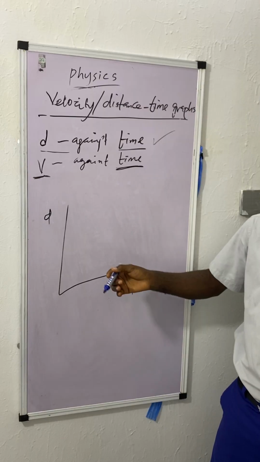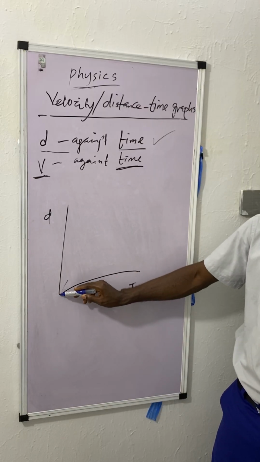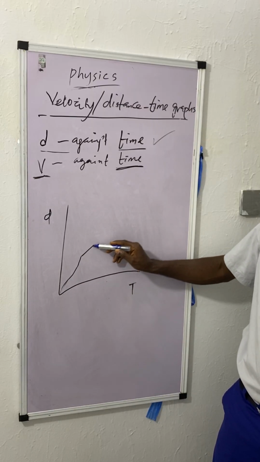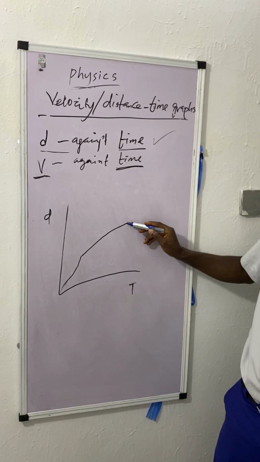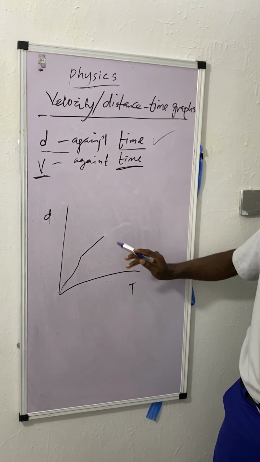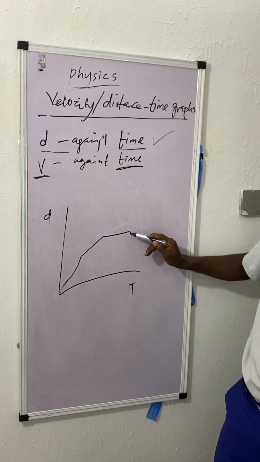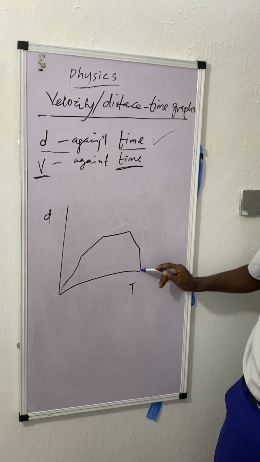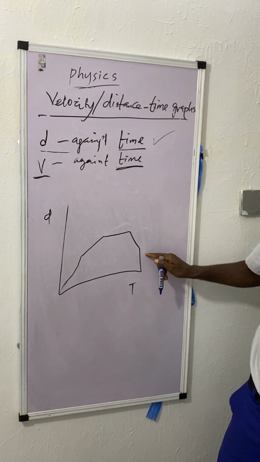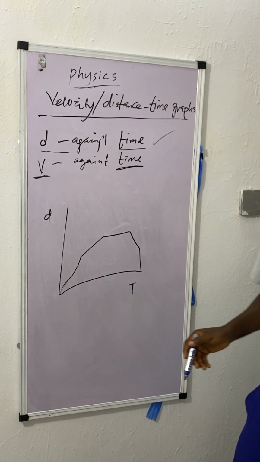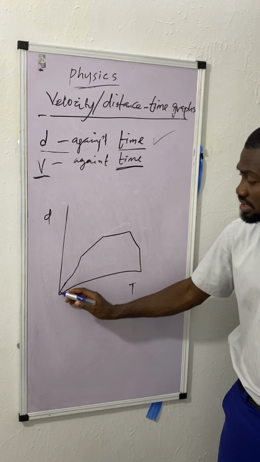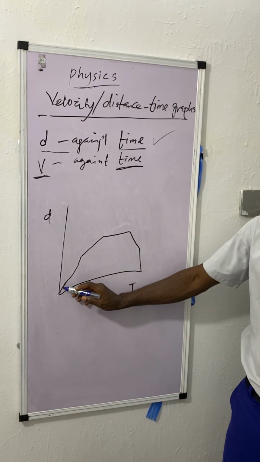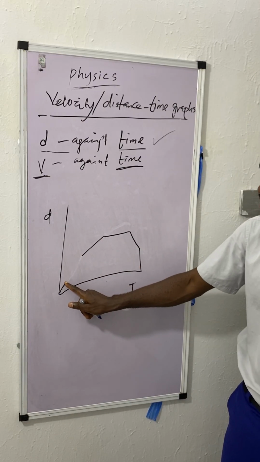Let me just put something random. Here is the point of rest, then we have something like this, and something like this. Let me just put 1. Then we have something like this. Here is the point at which it goes back to rest. So this is a distance time graph. Let me just make this a little bit straight.